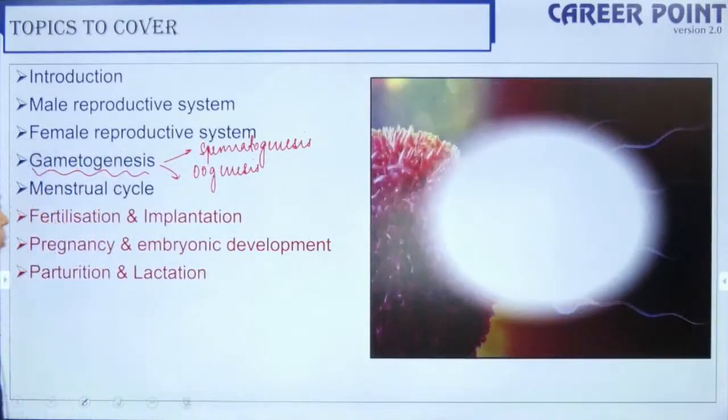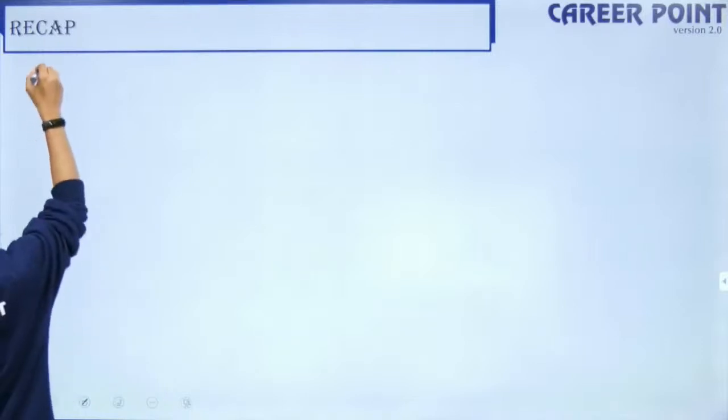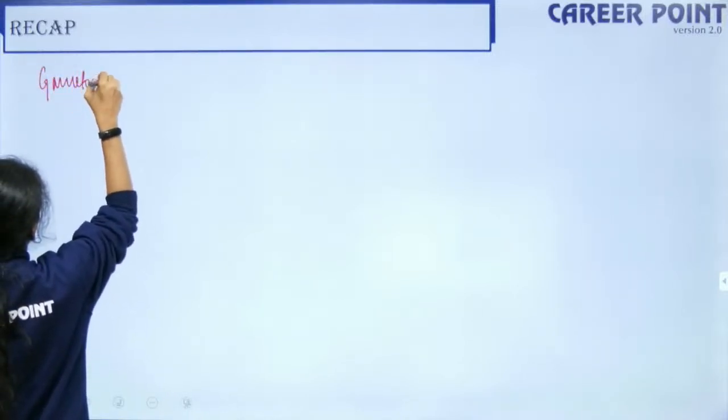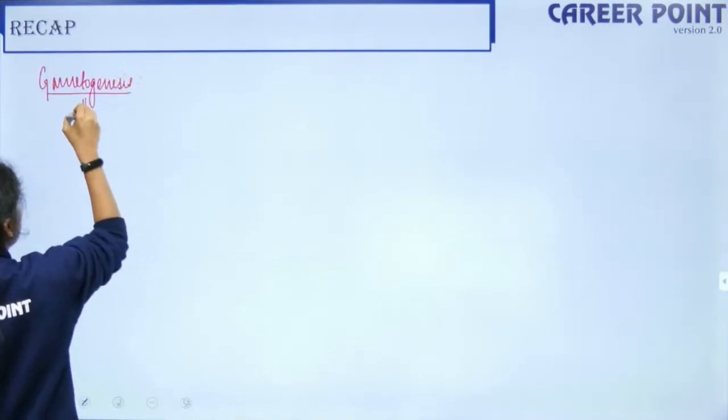Okay, so here we move forward. I will revise from gametogenesis. We are supposed to have a recap of gametogenesis. Gametogenesis is the process of formation of gametes, right?